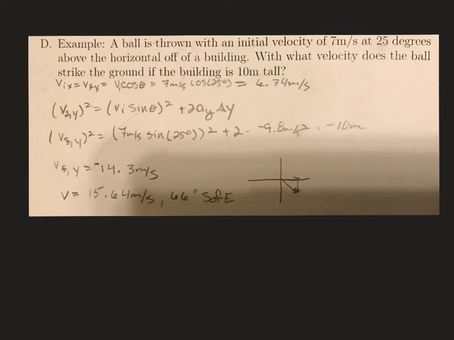In this video, we're going to be discussing the example: a ball is thrown with an initial velocity of 7 meters per second at 25 degrees above the horizontal off of a building. So we're looking at the scenario where we throw the ball with some initial velocity up in the air, and then it's going to fall down like this. And we want to know what velocity the ball has just before it strikes the ground.